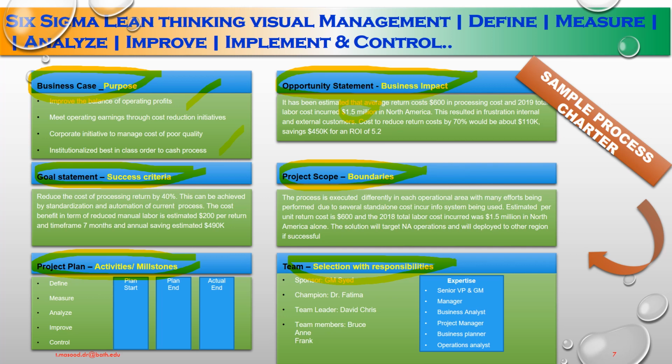Now, number 5, you need to plan the project activities and set up the milestones. First, define phase: define the project start date and end date, and what is the actual date it was completed. Number 2, measure phase: set a plan start date for the measure, plan end date and actual end date of measure. Analyze: plan start date, plan end date, and actual end date of analyze. Improve performance of the project: plan start date, plan end date, and actual end date. Number 5, control mechanisms: plan start date, plan end date, and actual end date. It should be mentioned in activities and set up the milestones.